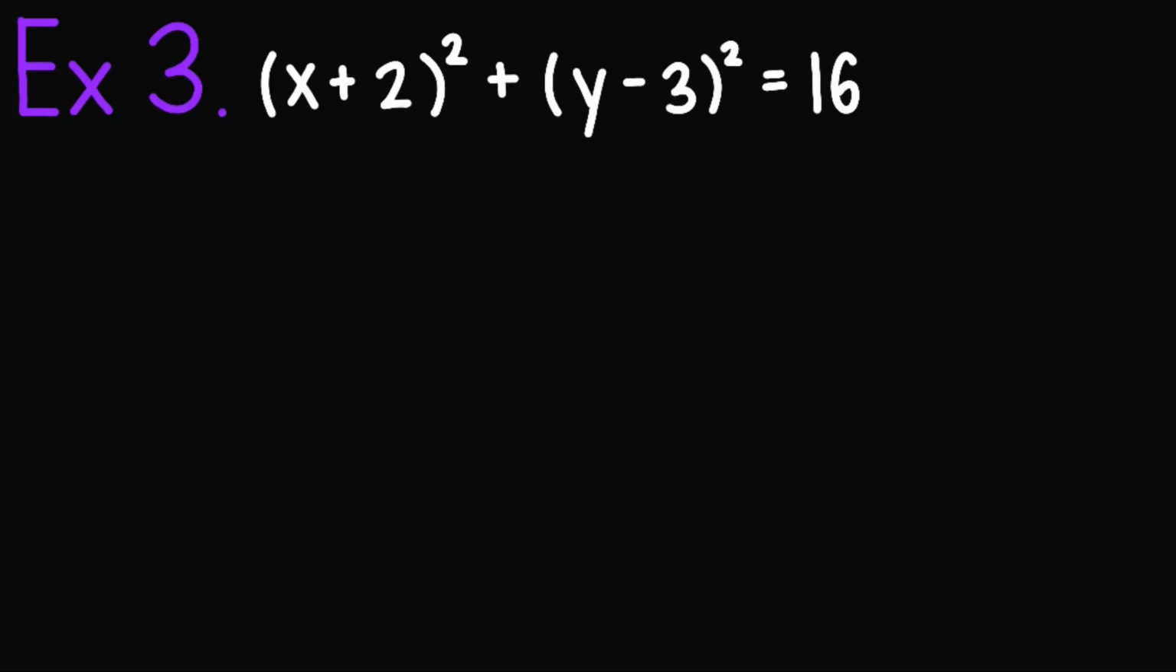So we have x plus 2 squared plus y minus 3 squared equals 16. Before we start, again, feel free to pause the video so that you may try this one first on your own.